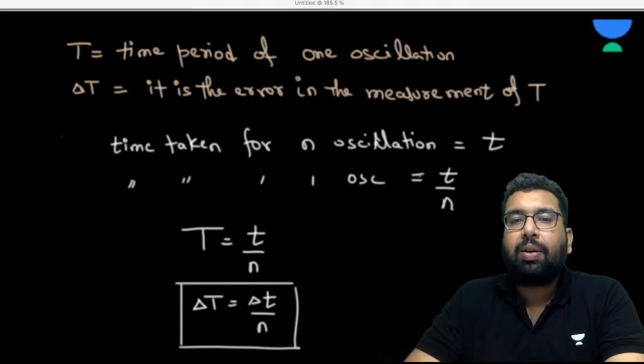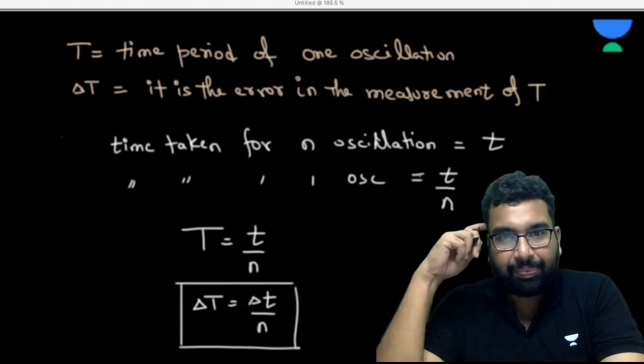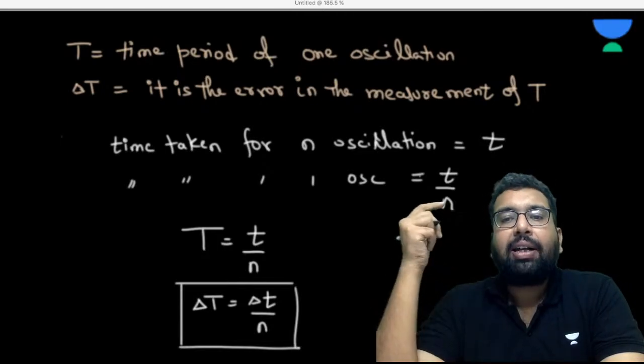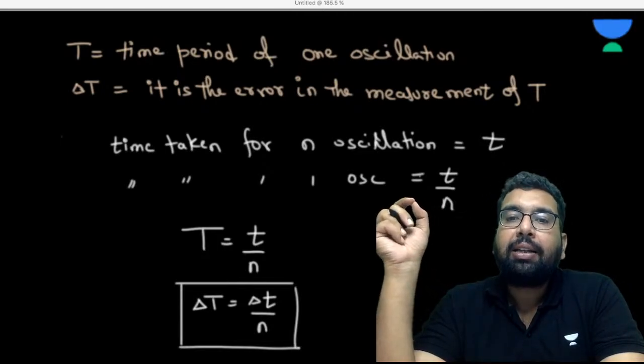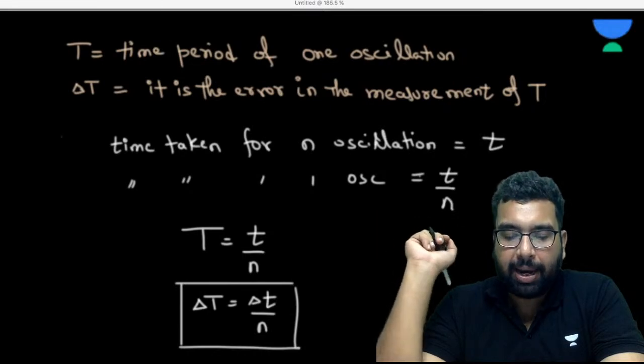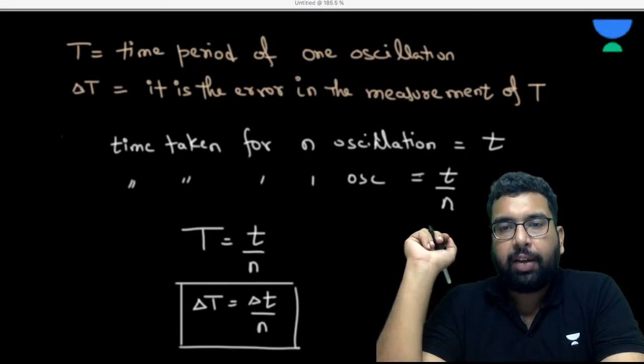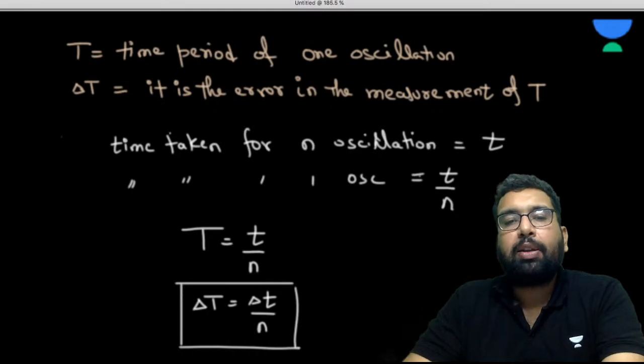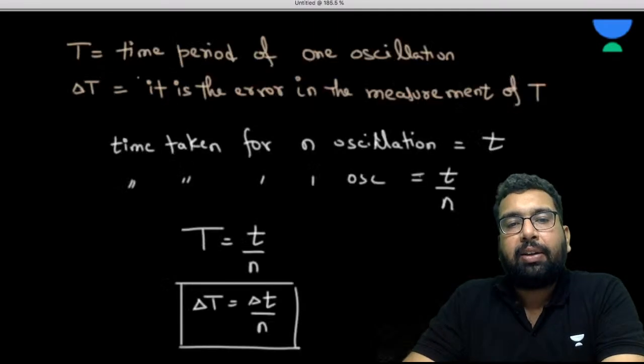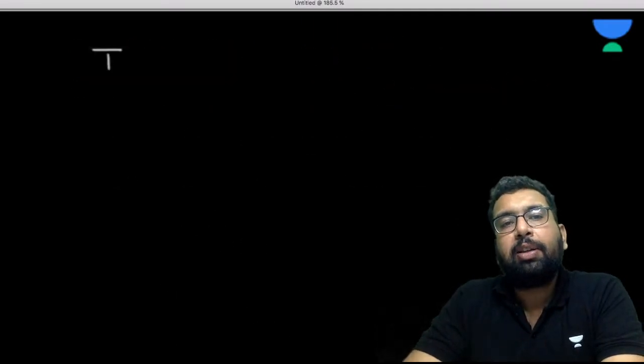So when n is the constant, guys, we are going to have it like this. So capital delta T is nothing but equal to small delta t by n. So from here, can I write? Now from this equation, T is equal to t by n.